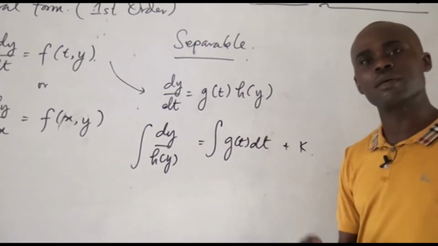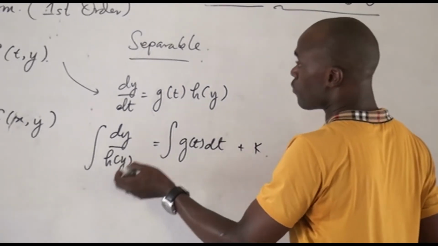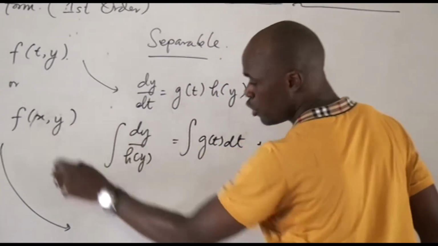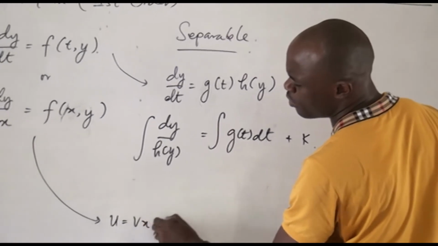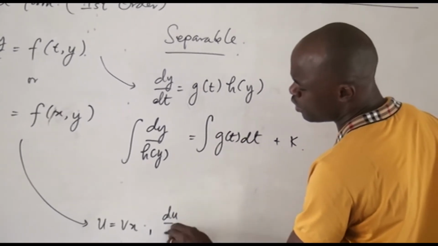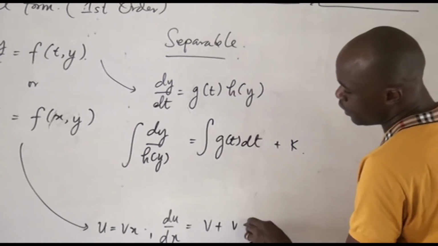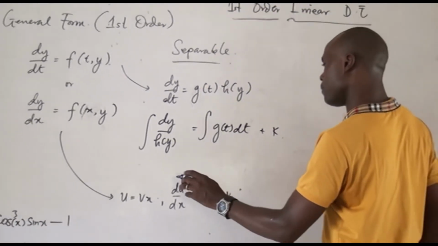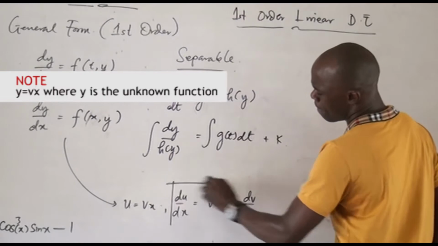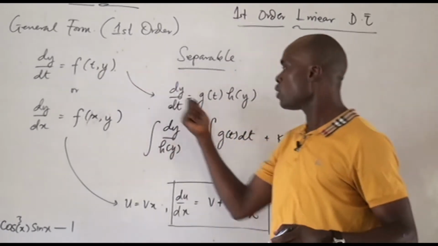Sometimes you cannot actually separate this equation, and you have to bring in a substitution. For instance, if this is not separable, you have to put u probably equals vx, something of this nature. U equals vx, and have du dx equal to v plus x dv dx. So take note, I want to make this statement. Whenever this is separable, we can do this to solve.